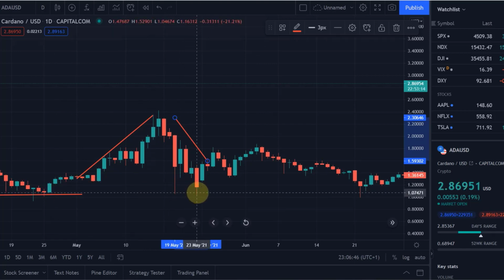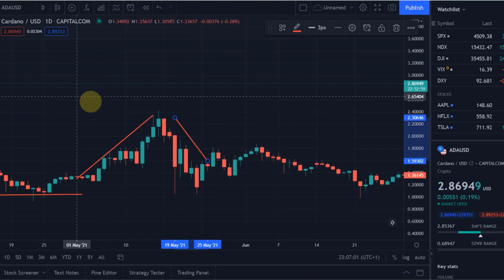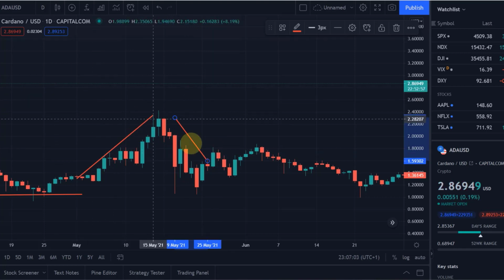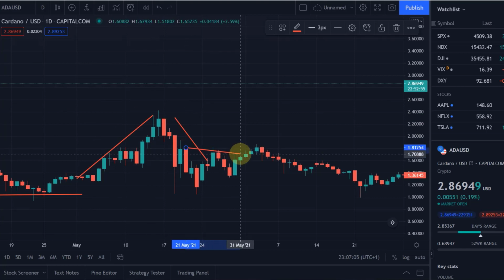So the price bounced off, the sellers stepped in again, but the sellers weren't strong enough. So we didn't make another high. We made a lower high compared to here. So we can see that from there to there, there was still a downtrend, even though it was slowing down a little bit.